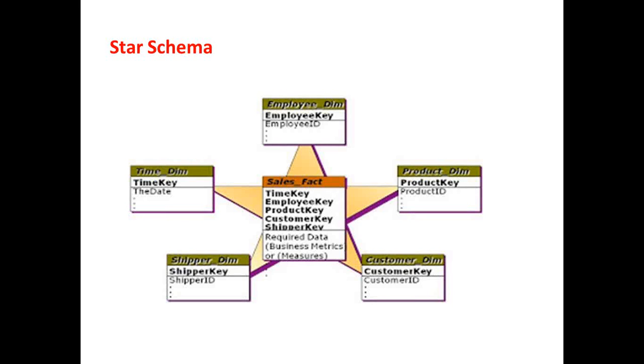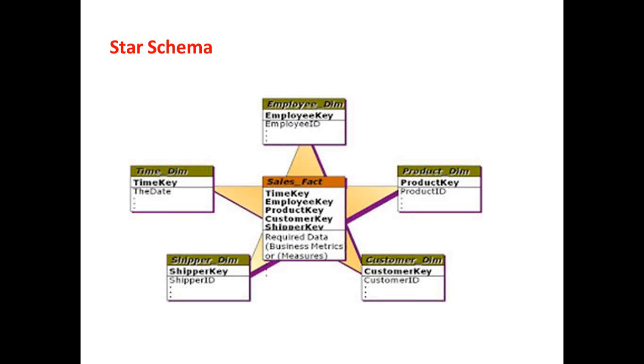If you can see, sales_fact is the central fact table, and there are different dimension tables surrounded by this fact: product dimension, customer, shipper, time, employee. All these dimensions directly connect to the fact table. If you see, the structure looks like a star. That is the reason it is called a star schema.